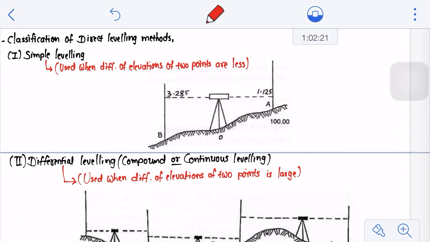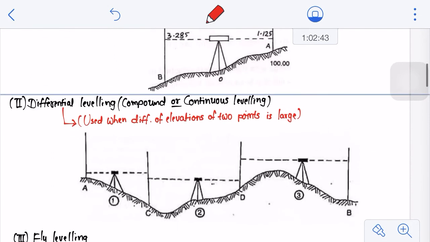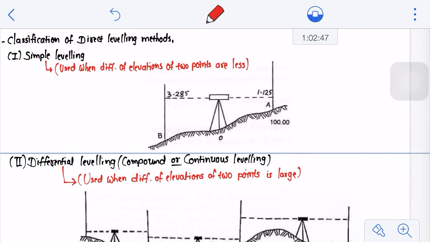This method is used when the difference of elevations of 2 points is small, or in other words, when the 2 points are situated not that far apart, and they are visible from a single instrument station, right? Whatever leveling you perform in that case is termed simple leveling. But don't get confused: simple leveling means you will make use of your dumpy level and your staff only. So it's a direct leveling method.